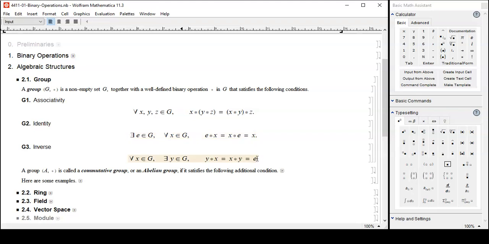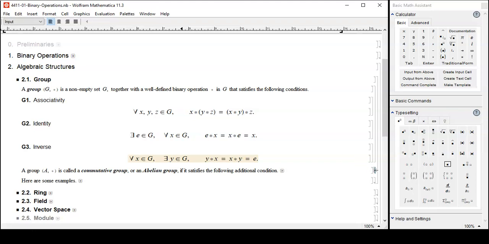Because we have inverse, we can consider inverse operation. For example, if you have additive group, then we can consider subtraction. If you have multiplicative group, then you can consider division. That's all because of this inverse property.